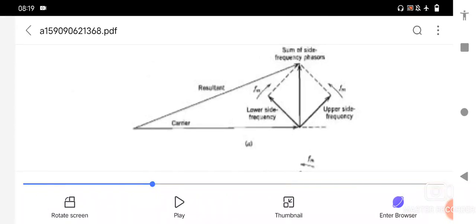So the resultant of the two side frequency phasors is always at right angles to the carrier phasor. In the phasor diagram of NBFM, the narrowband FM wave is approximately of the same amplitude as the carrier wave.